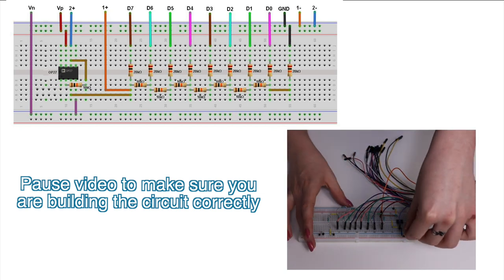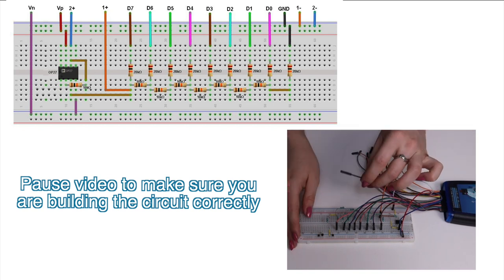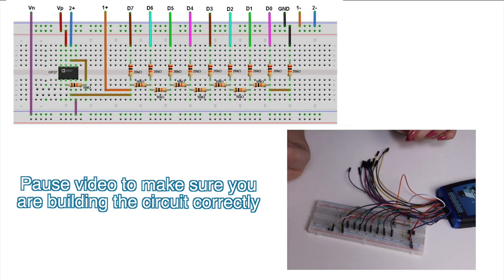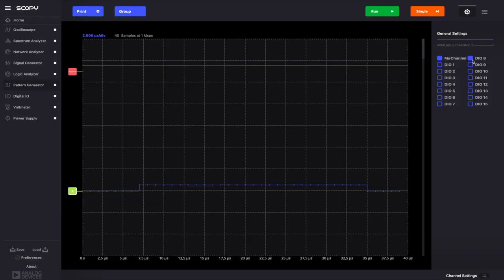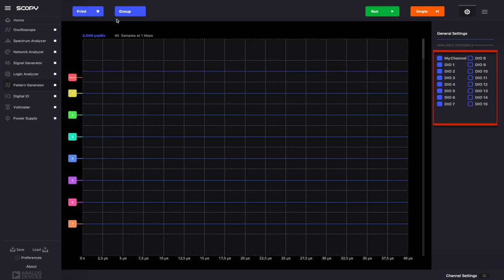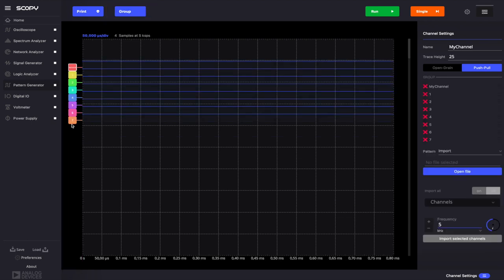Do not forget you need to power up the amplifier. To do so, you'll have to connect its supply pins to the M2K's positive and negative power supply pins. Go back to the pattern generator instrument. Disable channel 8 and enable channels 0 through 7. Channels can be moved along the plot by clicking and dragging their icons. Click the group button, select all the enabled channels, and then click the Done button.